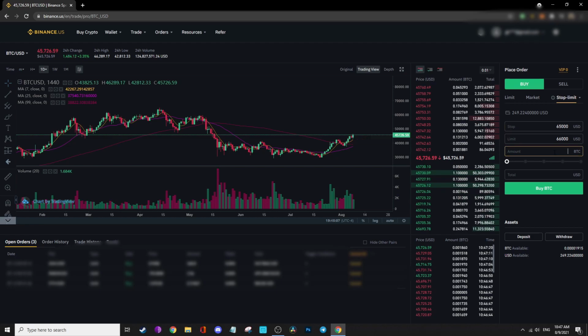Then you can type in the amount of Bitcoin that you want, and if you don't know, I personally just like to use the slider here, and it's going to tell you how much it costs. So let's say we want to do $100. We can just slide this to about $100 here, and it tells you how much Bitcoin you're going to get. So that's pretty much how it works.